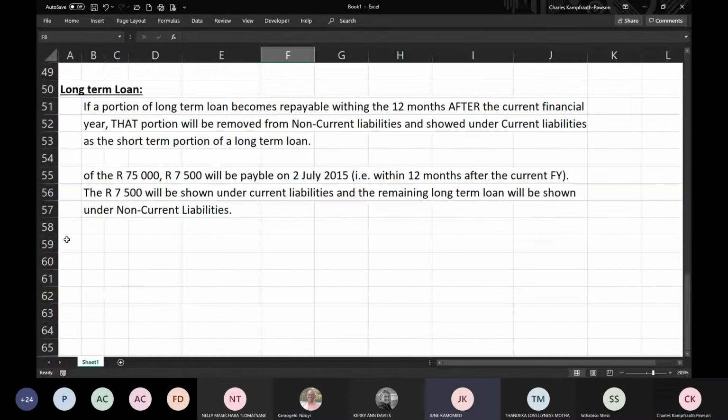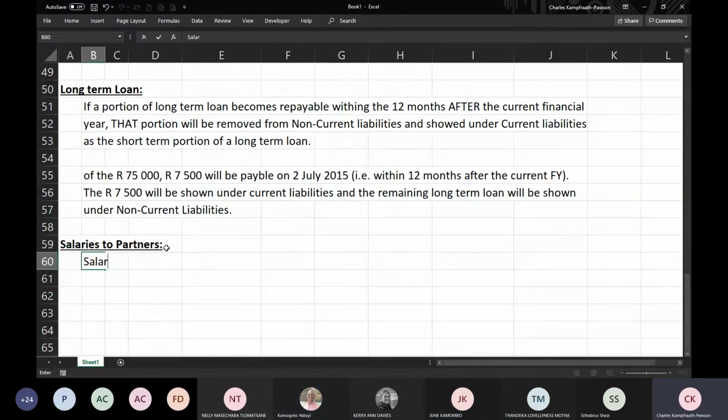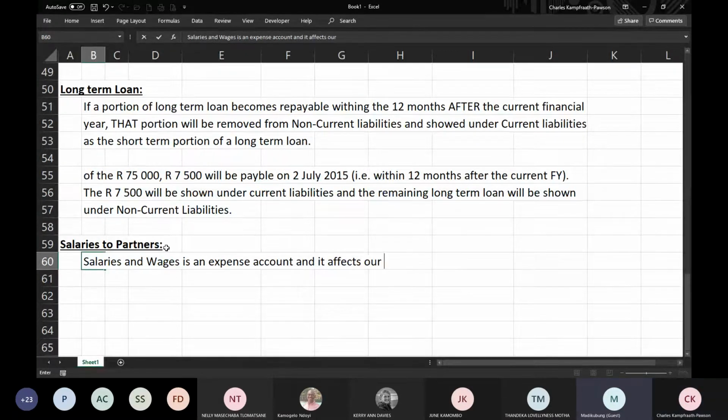Because once it's paid during the year before the financial year, it should be drawings. 100%. And it will affect our profit for the year, exactly, because it has been deducted. So we need to increase the profit for the year with 55,000, I think. 100%. So salaries and wages is an expense account and it affects our profit.